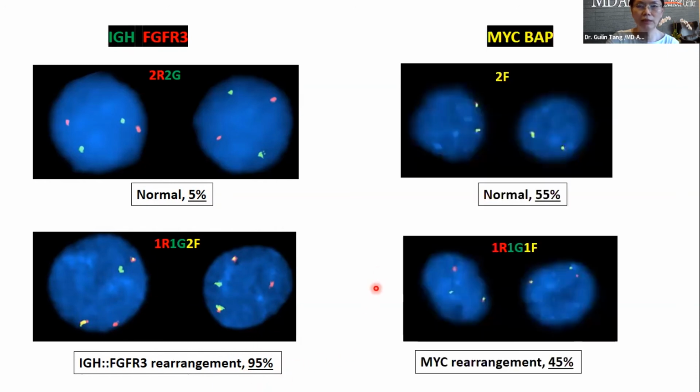And then the last one is for MAF. We use a break-apart FISH probe. Normal is two yellow fusion signals, and when they split into separate red and green signals, that is positive for the rearrangement. You can see this one is in 45% of the cells, and you can tell this is a subclone, right?